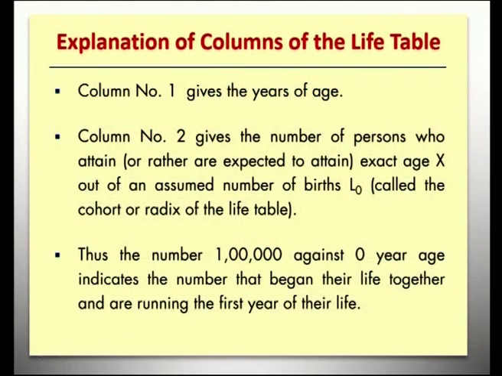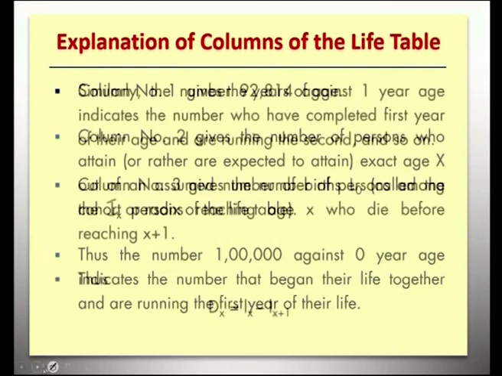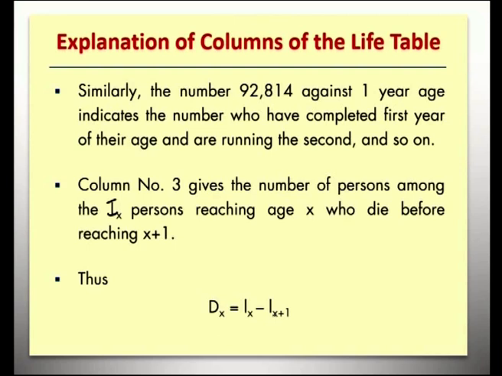Now, column 1 gives the years of age, column 2 gives the number of persons who attain exactly age x. Thus, the number 1 lakh against 0 year age indicates the number that began their life together and are running the first year of their life. Similarly, 92814 against 1 year age indicates the number who have completed the first year of their age and are running the second, and so on.